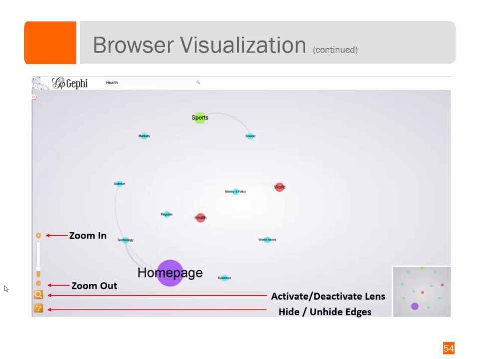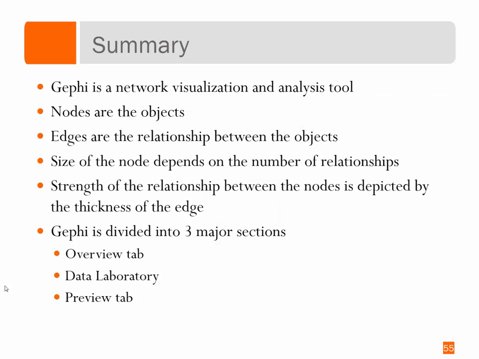So this has brought us through what network diagrams are, and how we create those network diagrams with the three major working areas in Gephi. To summarize, Gephi is a network visualization and analysis tool. Our nodes are our objects, and we can have different classes of nodes. Edges are the relationships between objects.